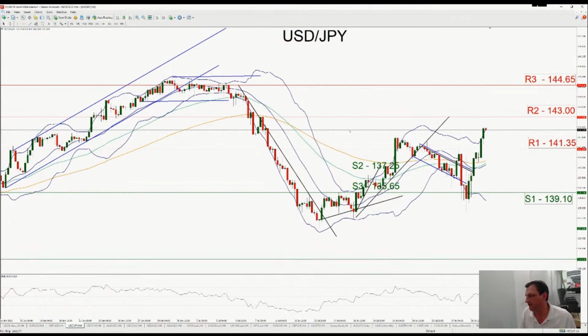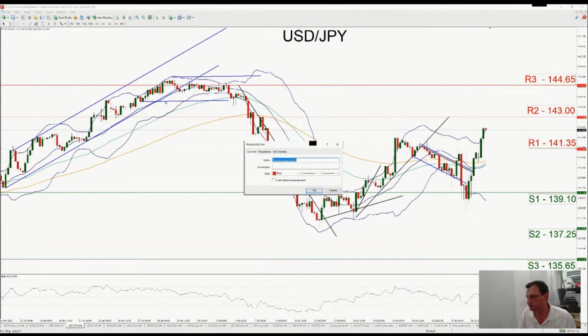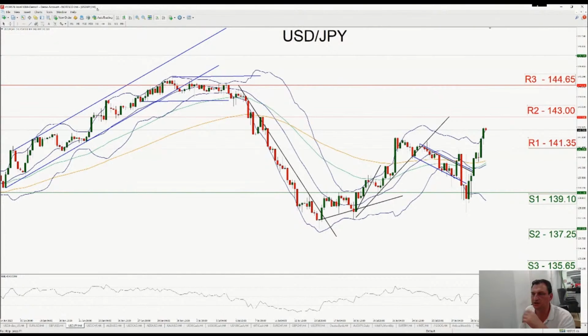Now here we have a clear example of a bullish outlook. Interestingly enough, the price action has moved decisively higher, breaking the 141.35 resistance line. Now we have to turn this into a support line. Let's go hunting for a new ultimate resistance level.